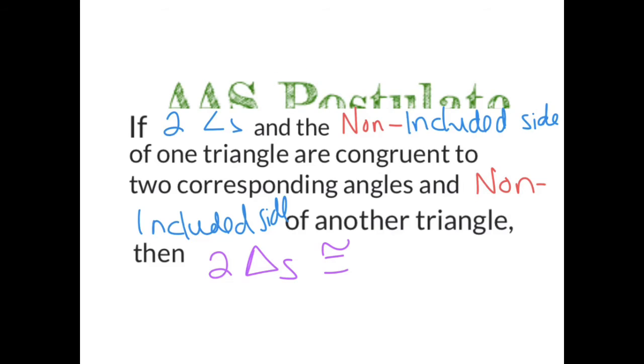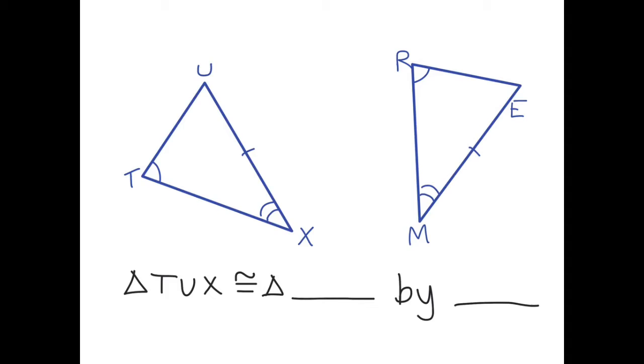So let's take a look. In this visual example, we have two triangles comparing congruency. T is congruent to R, angle X is congruent to angle M, and side UX is congruent to side EM. And if we notice here, that side is not in between the angles. It's not in between those two angles. So it's still going to give us a congruency. It's just not going to be using angle, side, angle. This will give us angle, angle, side.